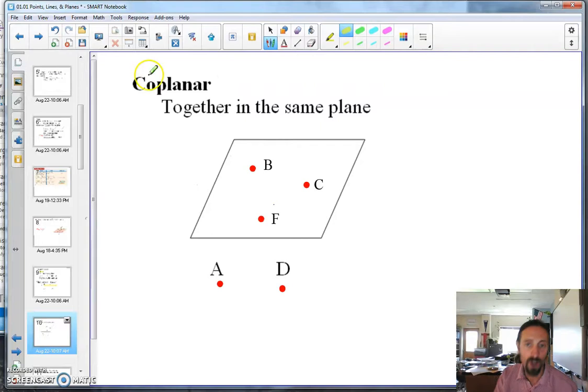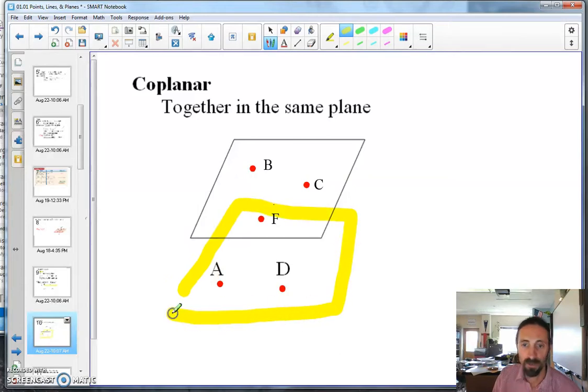The other term then is coplanar, together on the same plane. So I can't tell if A and D fall into this plane, but these 3 points, B, C, and F, do. Now, just keep this in mind. If you said, name another plane, any 3 points make a plane. So maybe A, F, and D are in a plane, but they might not be the same plane as B, C, and F.